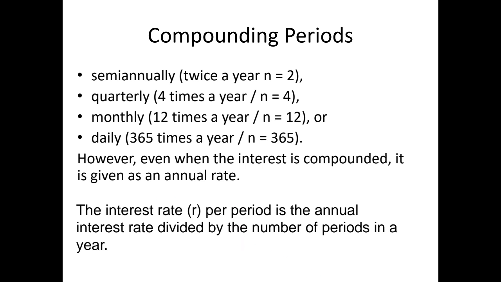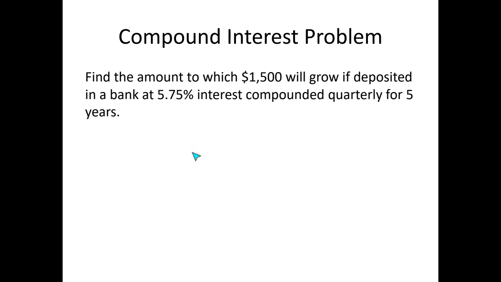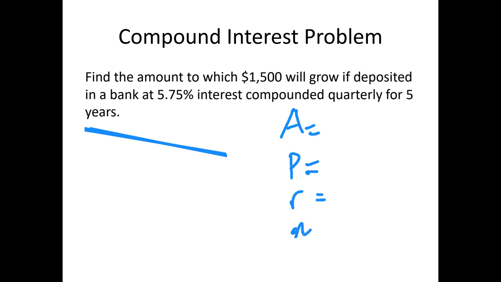All right, so let's try an example. Find the amount to which 1,500 will grow if deposited in a bank at 5.75% interest compounded quarterly for 5 years. I always like to write down my variables. So I have A, I have P, I have r, I have n, and I have t. These are all the variables in my formula.